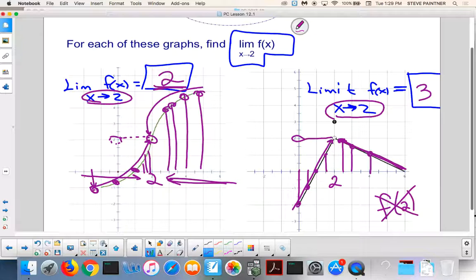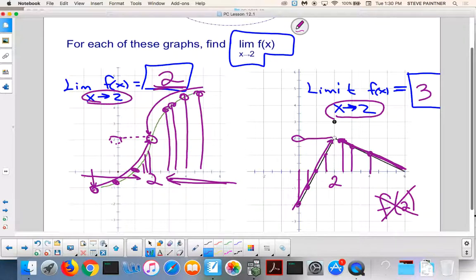This solid point, I know you think the answer should be 3. It's immaterial. That's what the book says. It's immaterial. It doesn't matter. You're approaching the number 2. You're getting really, really close. I'm not asking you what's the answer at 2. I'm asking you what are you approaching as you get closer to 2. You're approaching the y value of 2. That's tricky. That is tricky. You okay? This is the one people get wrong on the test.